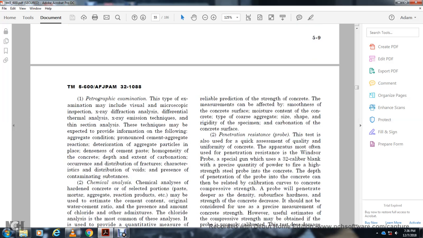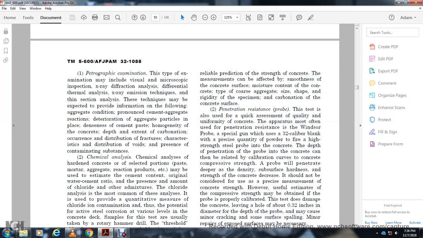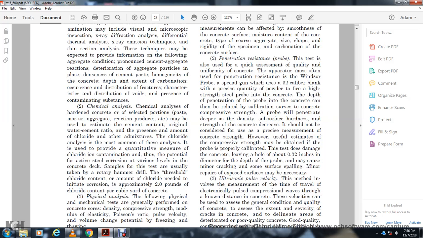The chemical analysis of hardened concrete, with selected portions of the paste or mortar with the aggregate reaction products, may be used to estimate the cement content, the original water-cement ratio, and the presence and amount of chloride and other admixtures. Chloride analysis is the most common of these analyses, providing a quantitative measure of chloride contamination and thus the potential for active steel corrosion at various levels of the concrete deck. Samples for the test are usually taken with a rotary hammer drill. The threshold chloride content, the amount of chloride needed to initiate corrosion, is approximately 2 pounds of chloride per cubic yard of concrete.